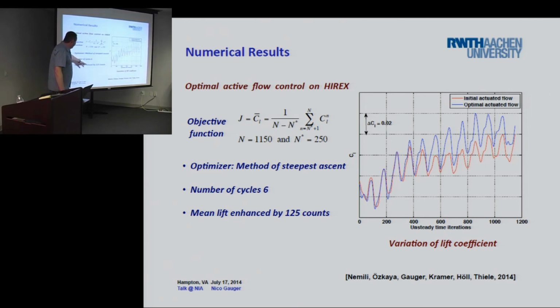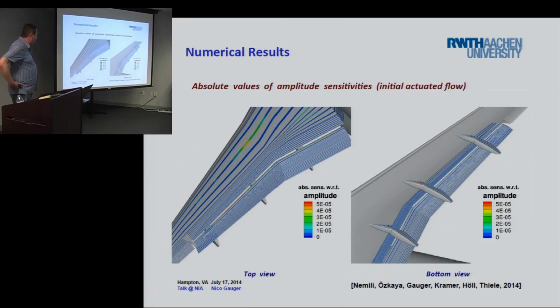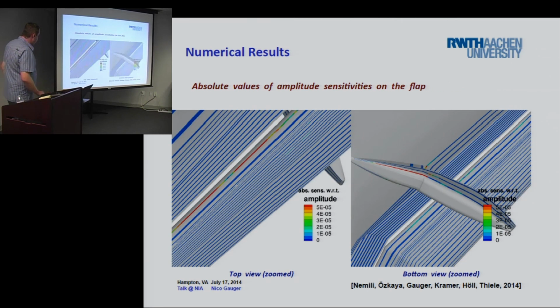Okay, so we have an improvement of 125 lift counts. But now we come to the interesting details. These are the sensitivities, here now for the amplitude, and if we zoom in, this is alongside the shoulder. That's impressive. This is the first slit, so the engineers really did know what to do. That was the slit they defined in this project in Berlin.